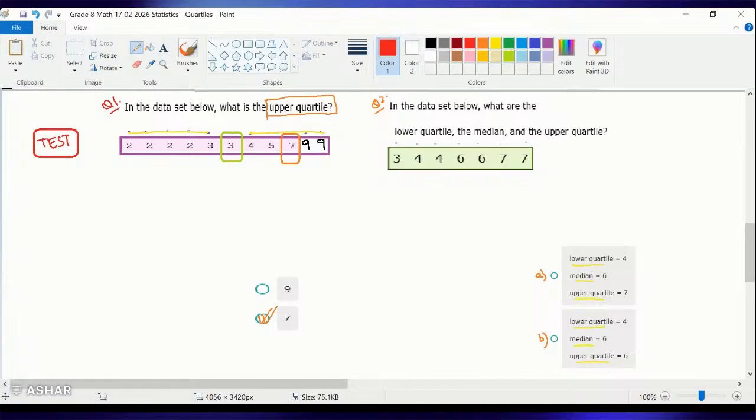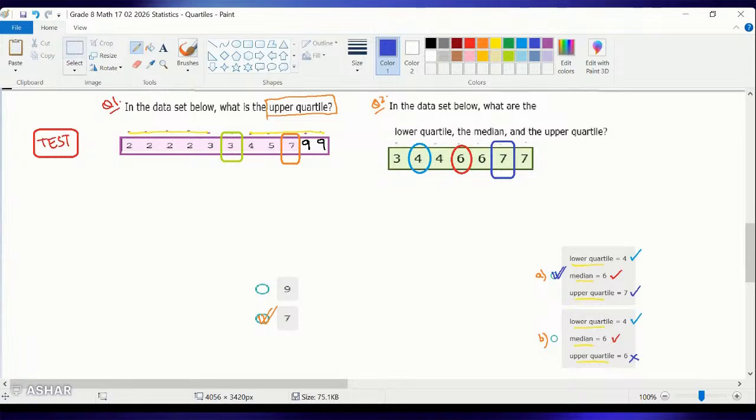So we know that the middlemost value was 6. Let's see if the median is 6. Median is 6 in either of them. Perfect. The lower quartile would be the middlemost value of the lower half. The lower quartile is 4. Perfect. Now let's see the upper quartile. The middlemost value is 7. This is 7, but it's not 6. That means option A is the correct answer, right?